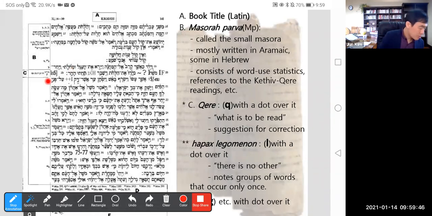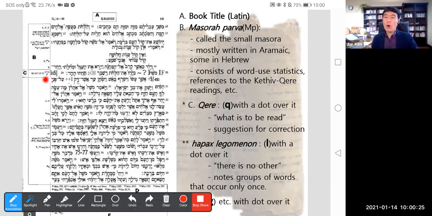Another word that you need to pay attention to is this one. If you pay attention, what is it? Qof with one dot over it. Can you see that? Qof here. So you really need your BHS Bible. If you look at it, it is qof, but one small dot is appearing over it. It is not a number, but it is called Qere. You need to really remember this. This is really important.